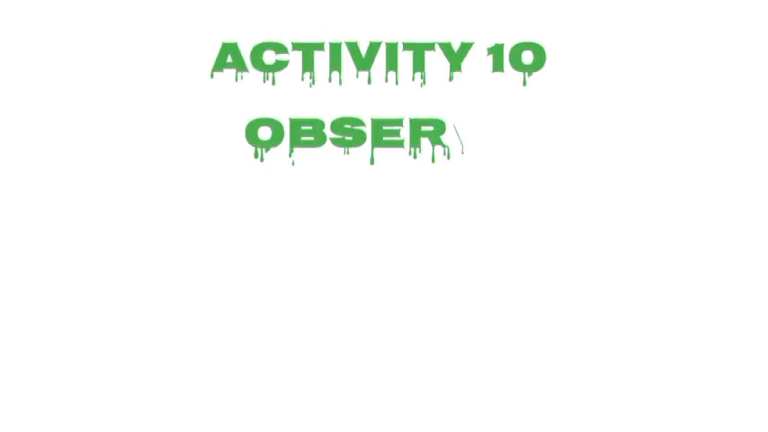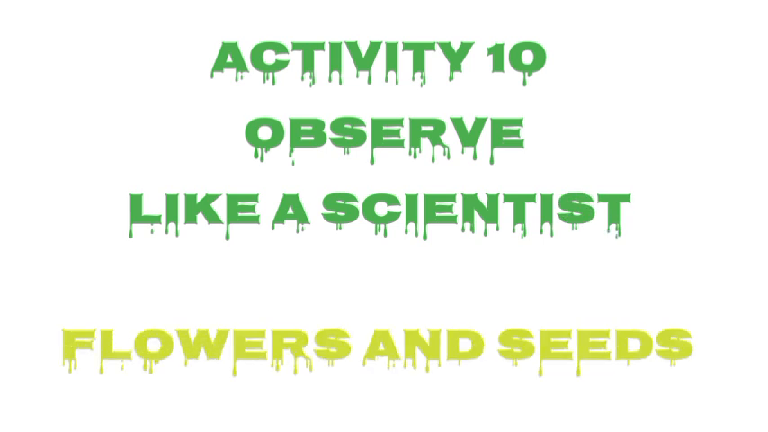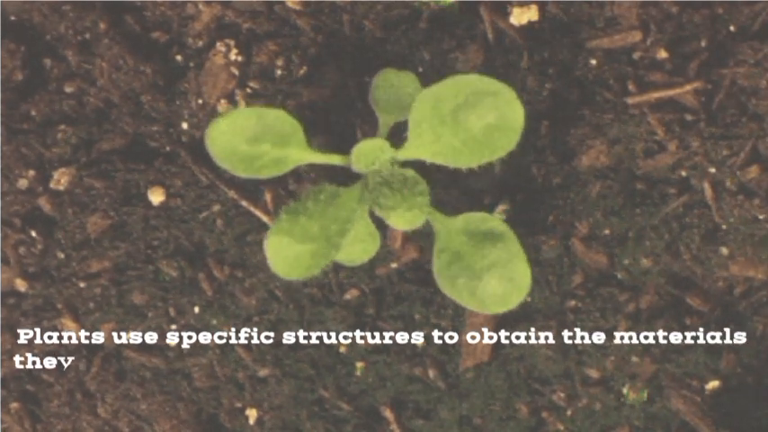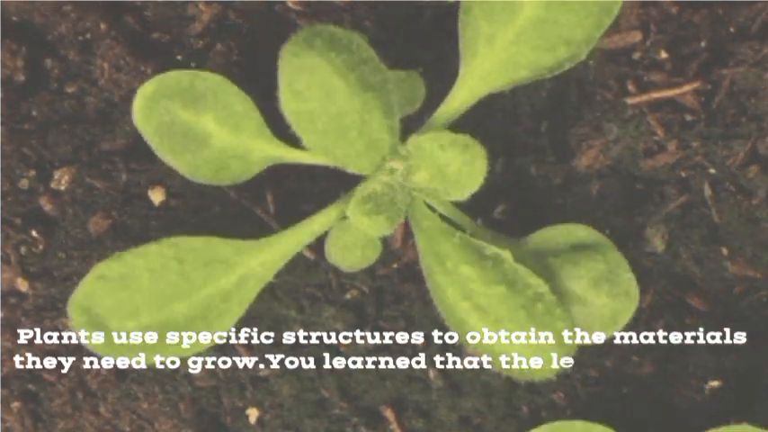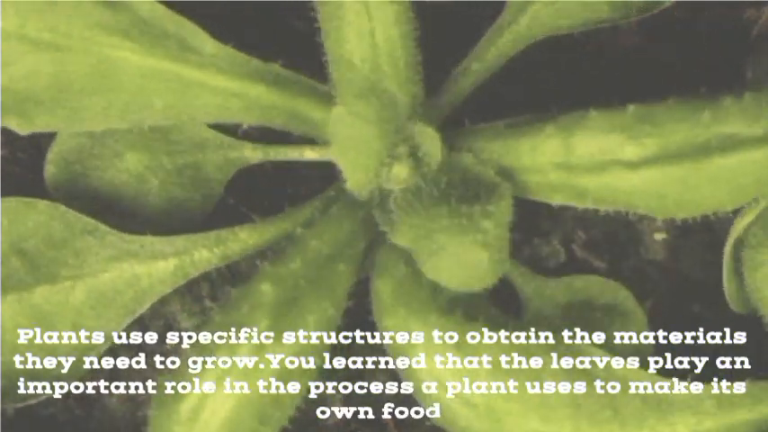Activity 10. Observe like a scientist. Flowers and seeds. Plants use specific structures to obtain the materials they need to grow. You learned that the leaves play an important role in the process a plant uses to make its own food.